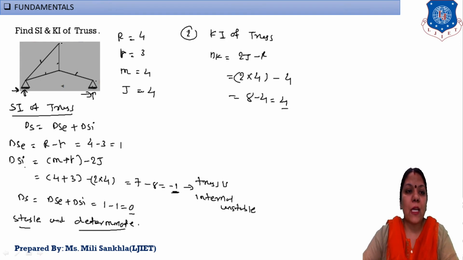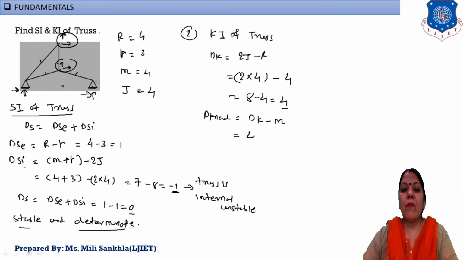And this joint is allowing for horizontal and vertical. That means this truss is allowing for 4 degrees of freedom. My answer is right. Now we find out DK and AD. DK and AD is equal to DK minus m. DK we find out 4 and number of displacement is also 4. That means 4 minus 4 is equal to 0. Here our SI and KI of truss is complete.